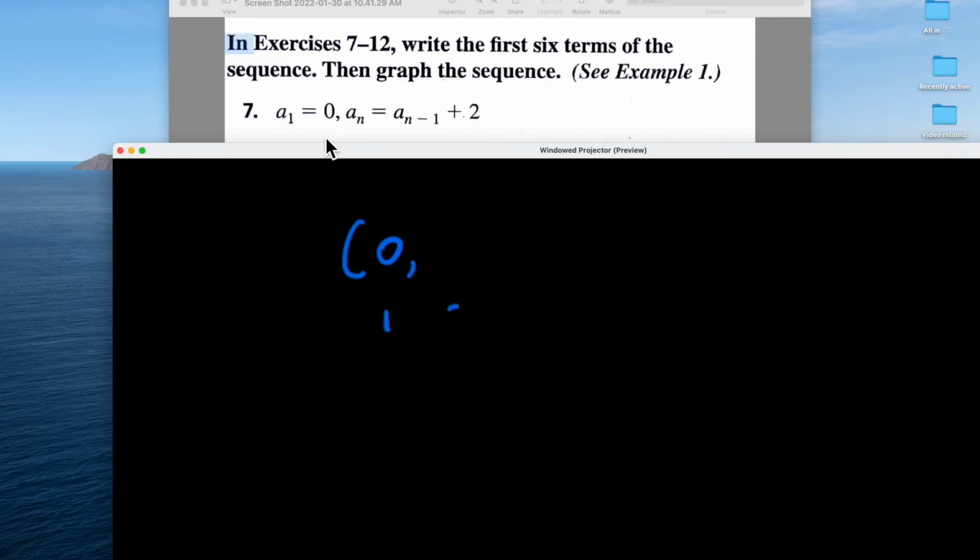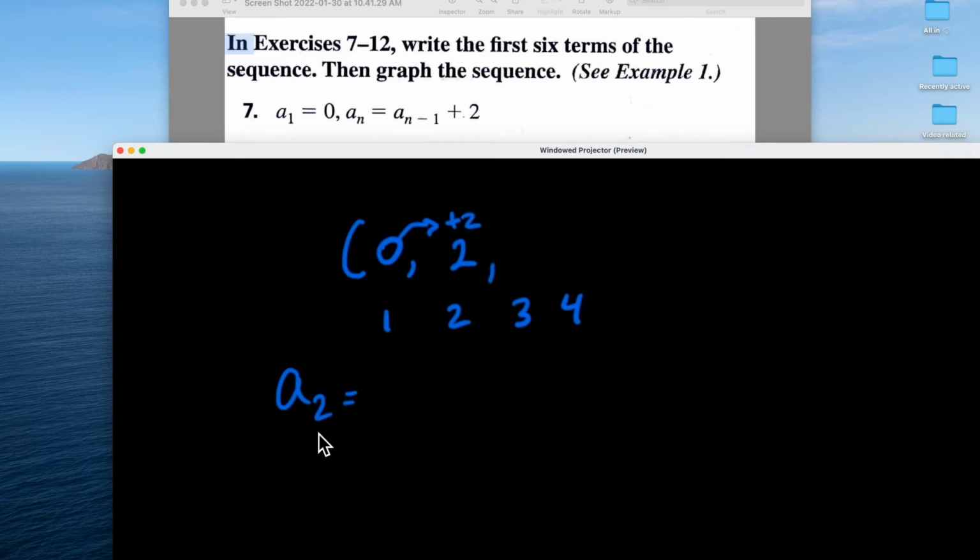Here's position 1, position 2, position 3, position 4. They've given us the value at position 1 as 0. Now here's our formula. A sub n, okay, let's look at position 2. So a sub 2 means the value at position 2 is going to be the value at the position to the left of it plus 2. What's the value at the position to the left of position 2? It's none other than 0. So we're going to add 2 to get a sub 2.